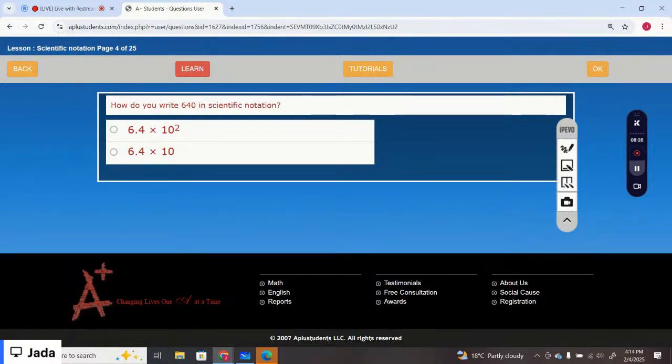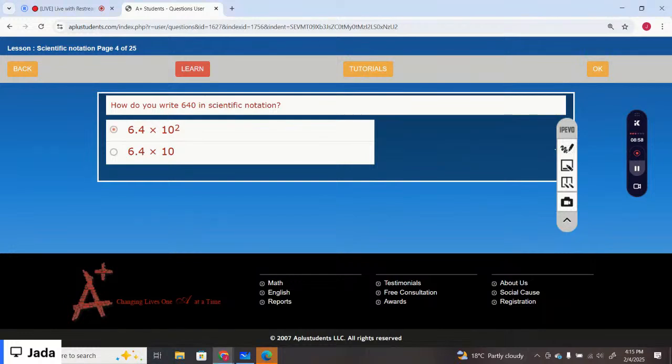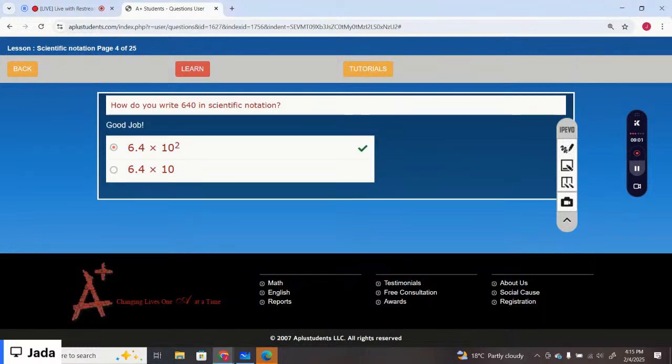How do you write 640 in scientific notation? Now we are going to write in scientific notation form from standard form, right? So you have to move the decimal point. Now you have to move back from here to here, right? When you move the decimal point from here to here, you move 2 places back: 6.4 times 10 exponent 2. Got it? The correct option is option number 1, that is 6.4 times 10 exponent 2.